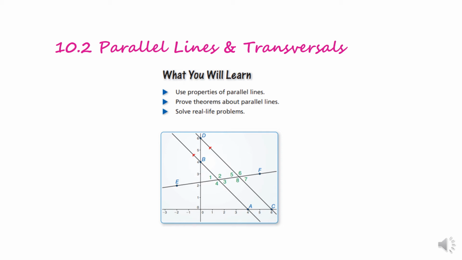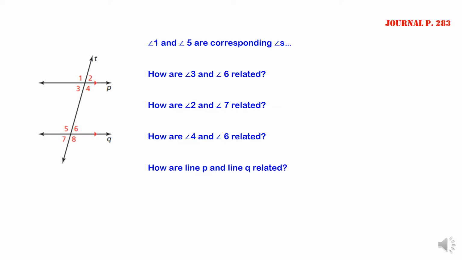Okay, today in IM1 we're going to talk about parallel lines and transversals. So we're going to change the lines, make them parallel, and then it's going to create a whole new set of things that we need to understand. But you still are going to use those terms that we learned in the last unit, but now they apply to parallel lines. Okay, so if we look at this, angle 1 and angle 5 are corresponding angles.